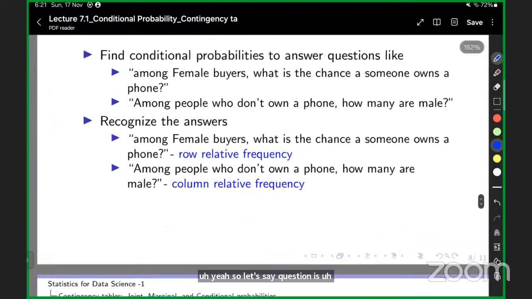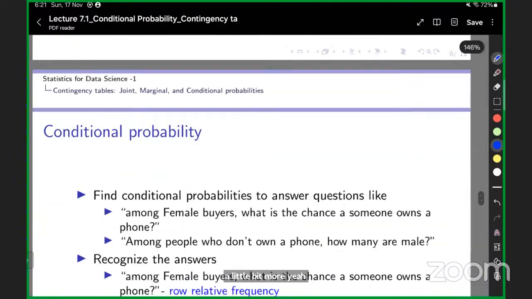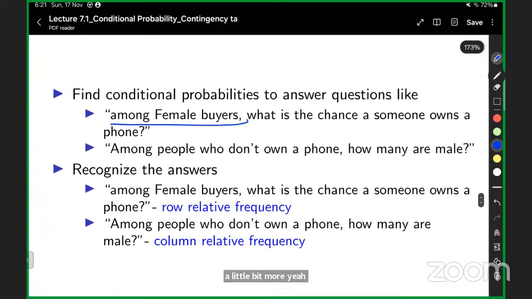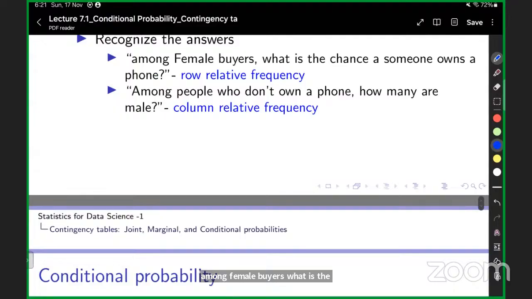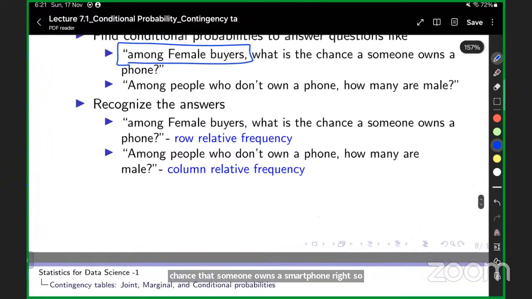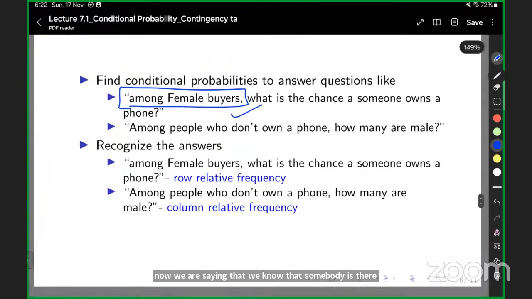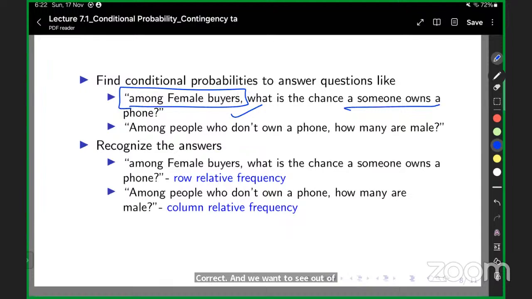So let's say this question: among female buyers, what is the chance that someone owns a smartphone? Now we are saying that we know the person is female. We know that, and we want to see out of females, whether somebody owns a smartphone or not. We don't care about males here.